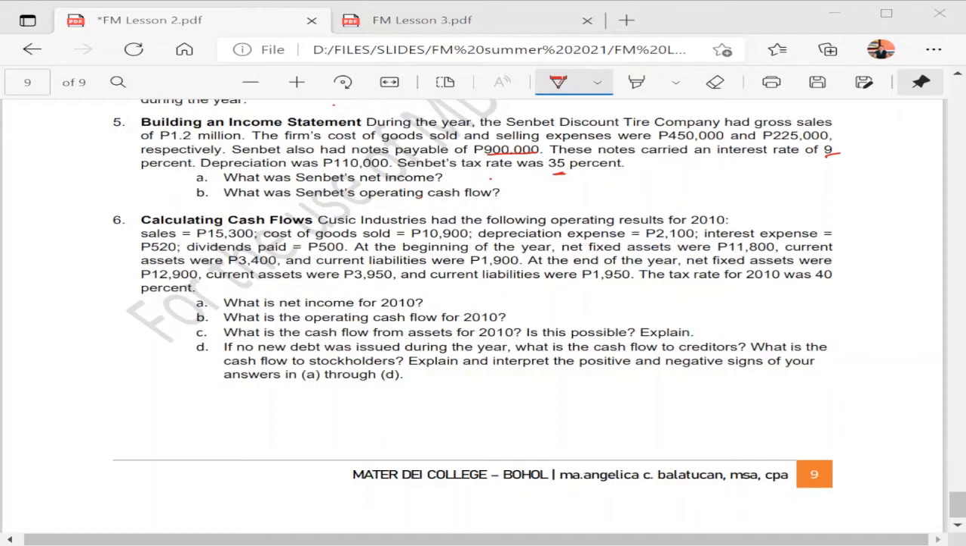Okay, so your answer is 1,068. So that is correct. You simply deduct all the expenses, and of course you need to get 40% of the EBT to get the net income. So the answer is 1,068. Same process as the previous problem, problem number 2. Letter B. What is your answer for letter B? What is our operating cash flow?